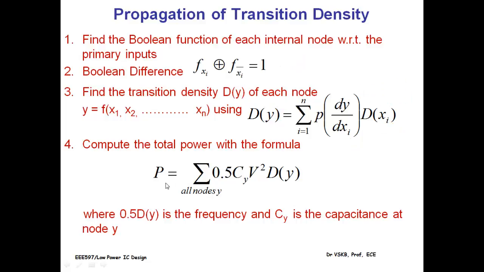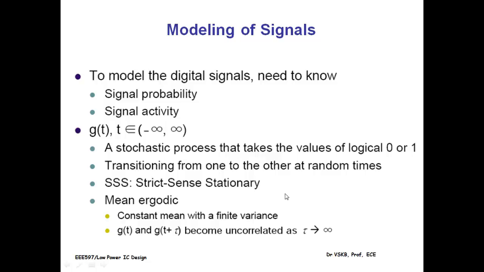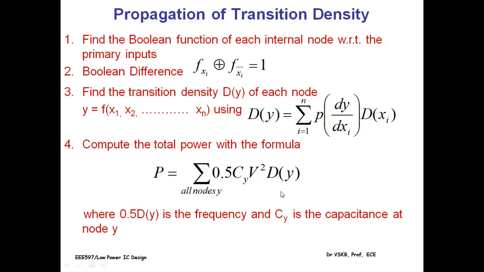After having done that, my job is to measure the power, and we know D of y, that is how long that is going to be at logic 1 or 0 we know, how frequently 1 to 0 transition is going to be happening we know, and this output effect in total I am taking care of by D of y, and I know the load capacitance at the node y, I know the supply voltage, I measure the power, and this 0.5 D y is the frequency and Cy is the capacitance at node y.